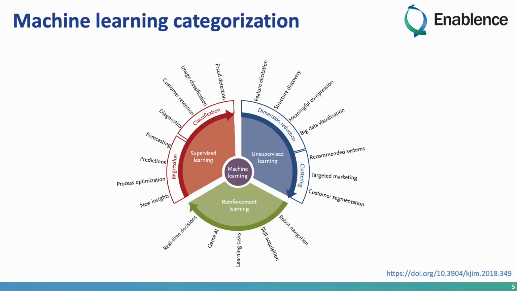Machine learning can be categorized into three broad categories: supervised learning, unsupervised learning, and reinforcement learning. Each of these represent a distinctly different approach to acquiring knowledge and making predictions.